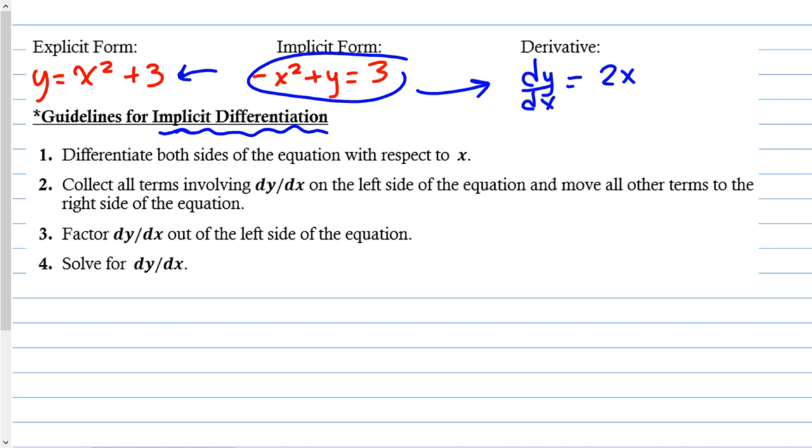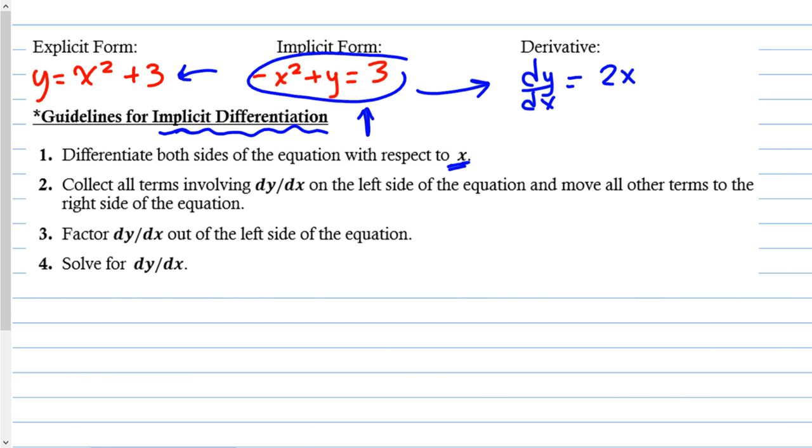So basically, here are the guidelines for deriving a function that looks like this. Just pretend that this was a lot more difficult than it looks, and you couldn't actually make it look like the explicit form. All right, so step 1, you're going to differentiate both sides of the equation with respect to x. And if I'm deriving with respect to x, but there's a y there, that is not the variable I am deriving with respect to. So suddenly, I am forced to take into account the fact that y is not x, and I'm using the chain rule.